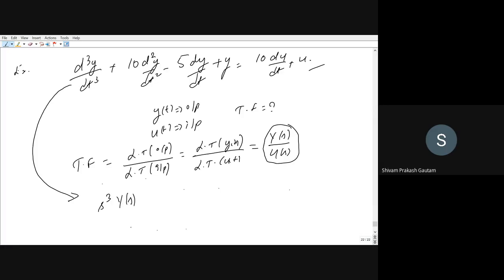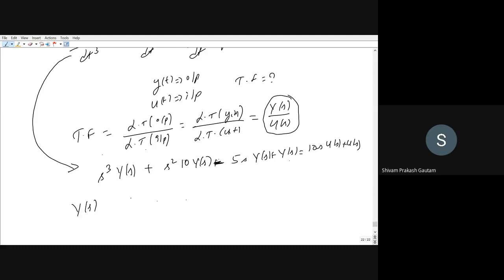Now I am avoiding the y(0) terms. Why? Because initial conditions are 0. Plus 10 s square y(s) minus 5s y(s) plus y(s) is equal to 10s u(s) plus u(s). If you take y(s) common, this will be equal to s cube plus 10 s square minus 5s plus 1, equal to, taking u(s) common on this side, 10s plus 1.